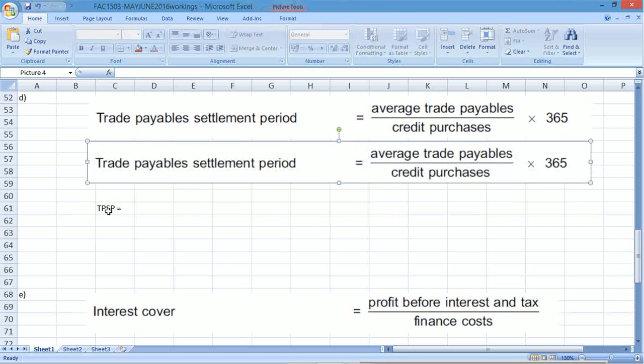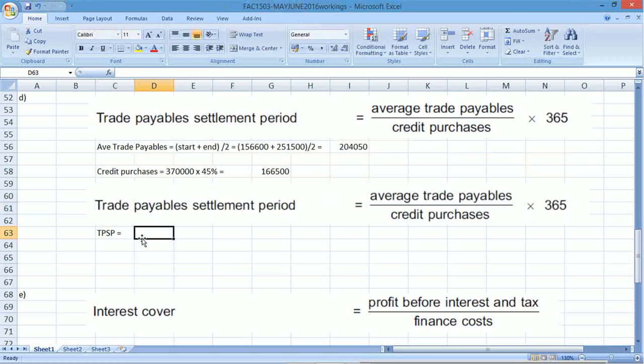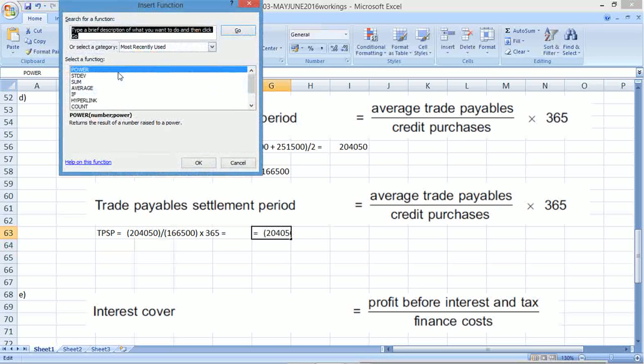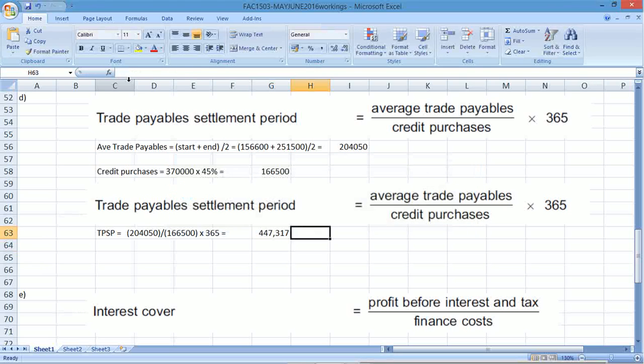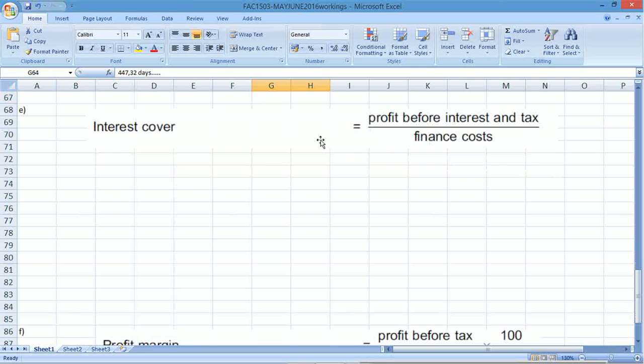Now, plug that into your equation. Average trade payables was 204,050, divide by credit purchases was 166,500, close brackets, times 365 gives you an answer. Days. Again, round off to the nearest 2 decimal places, so 447.32 days. That's what I would record, because I'm looking at the number of days that I'm going to be paying my creditors. Average trade settlement period, or payment period, is looking at how long it takes you on average to pay your suppliers.